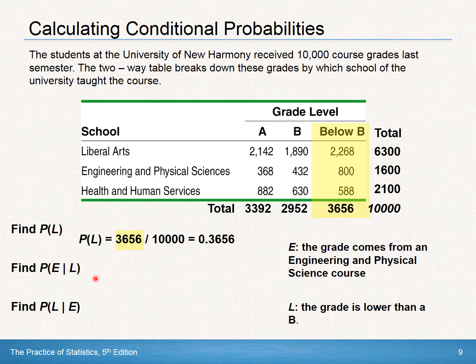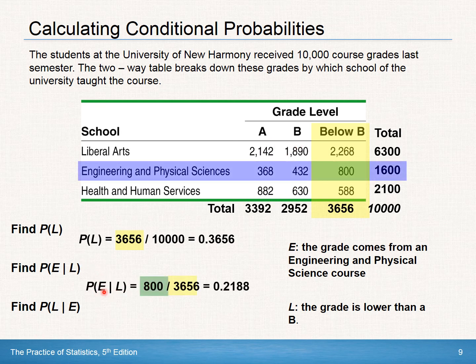Find the probability that the grade comes from an engineering and physical science course given that it's lower than a B. So from the table, it's easy to see, okay, our new denominator is now just given the fact that it's below a B. So I don't even need anything from the A or B section. So the probability that it's engineering and lower than a B, that's your 800, divided by just below a B, because that's what we're given from the table. Take a look at the last one.